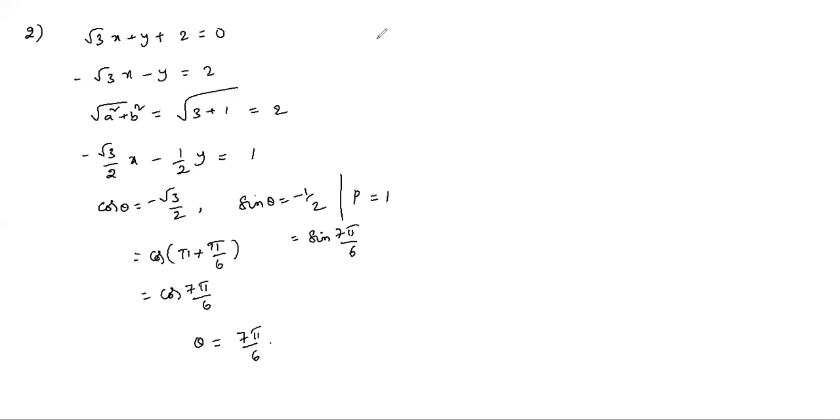Next, third problem. Find the equations of the lines which cut off intercepts on the axes whose sum and product are 1 and minus 6. Intercept form is x by a plus y by b equals 1, where x-intercept is a and y-intercept is b. They have given the sum and the product. So the sum a plus b is 1, and the product ab is minus 6. We have to solve it. So b equals minus 6 by a, so a minus 6 by a equals 1.